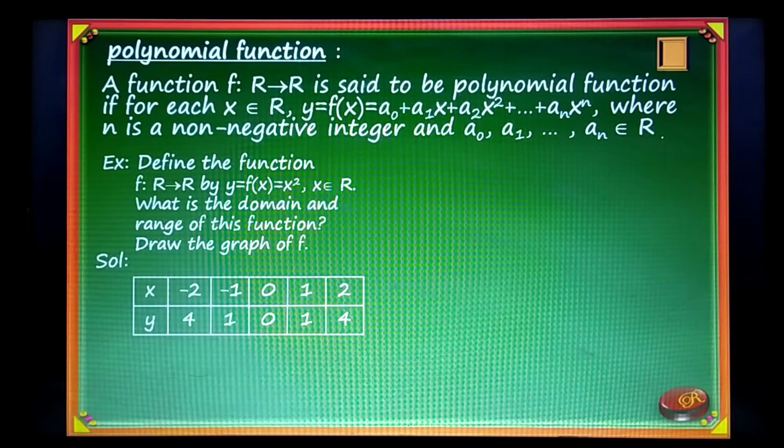Therefore, f(x) is defined for all real values of x. So, domain of f is R, and all values of y are positive, including 0. Therefore, range of f is the interval from 0 to infinity, including 0.